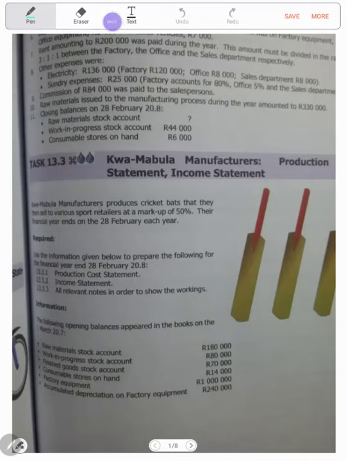Good day, Matrix. We are going to be going through task 13.3 and 13.4. For week 11, you are required to complete 13.5.